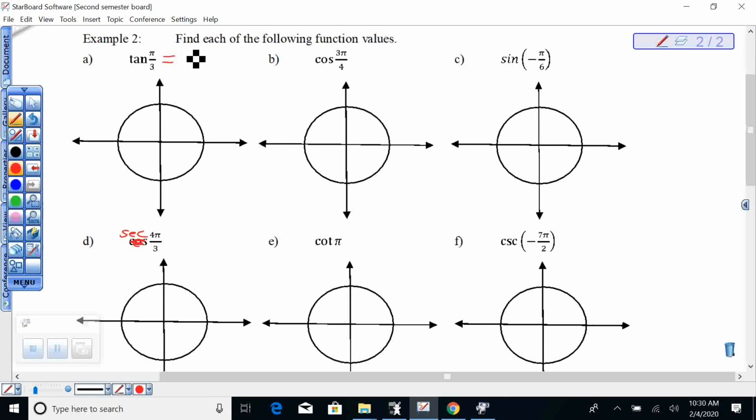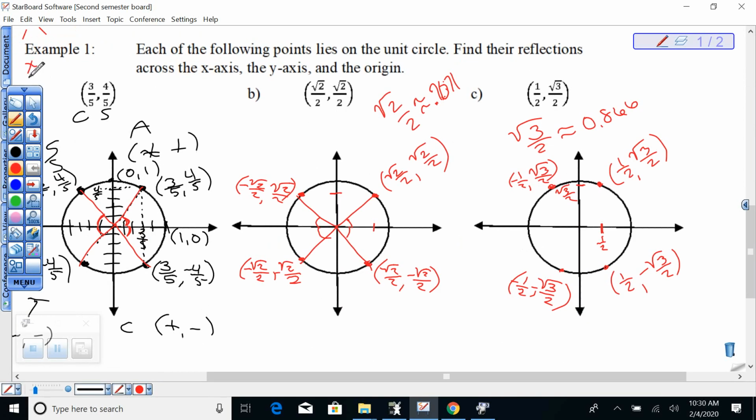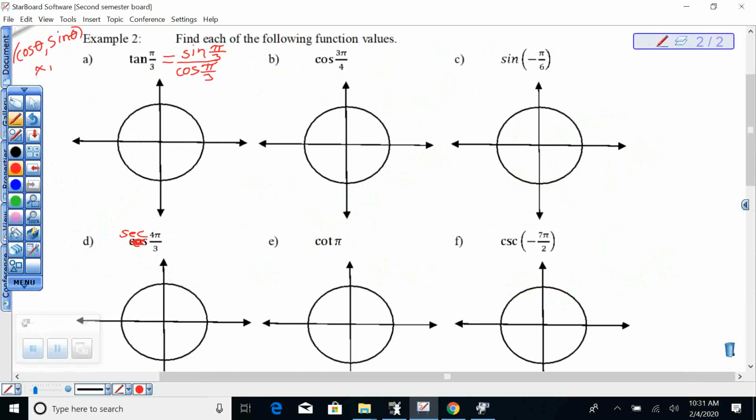Tangent is sine of pi over 3 over cosine of pi over 3. Again, I want you to think of tangent in terms of sine and cosine. So we're going to deconstruct tangent into terms of sine and cosine. And yes, that's your x coordinate, no, your y coordinate over your x coordinate. So remember, this is cosine and this is sine. Okay, this is your x, this is your y. Let me bring it back. This is your x and your y.